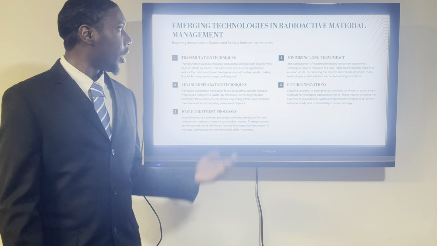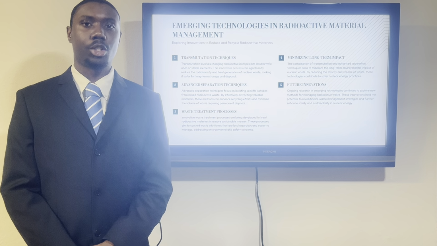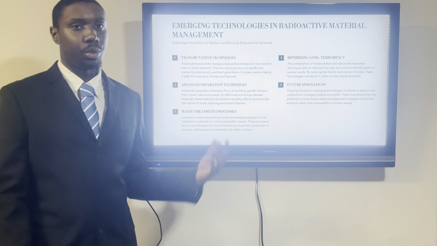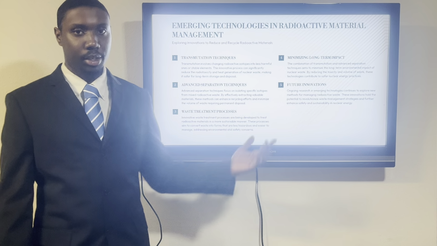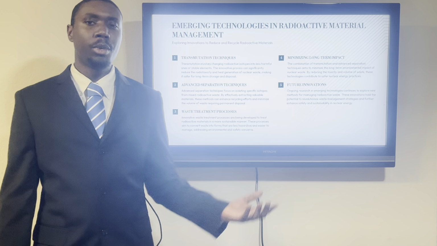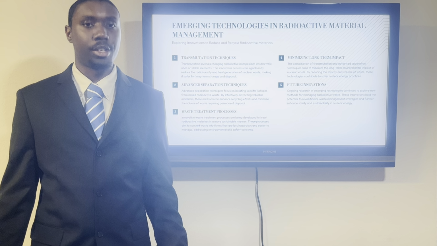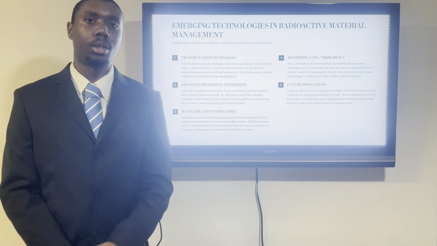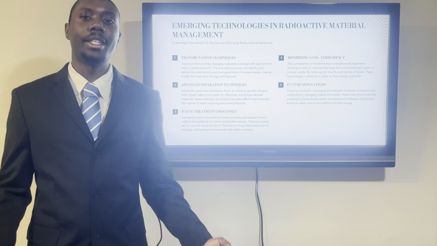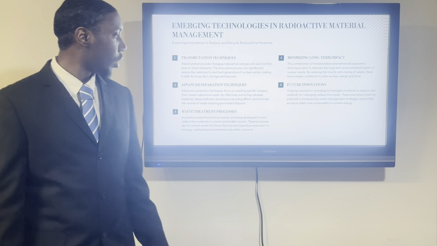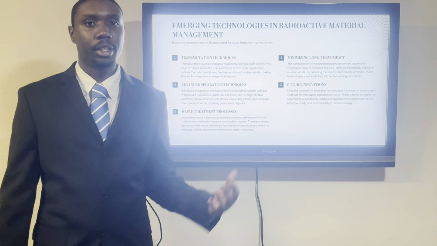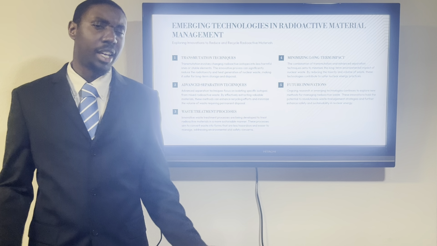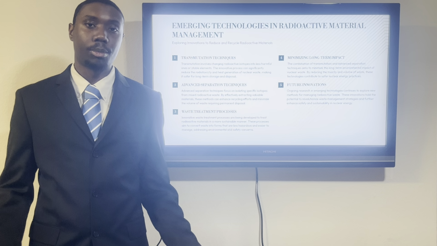So, here are the emerging technologies in radioactive material management. First is transmutation techniques. They basically convert harmful isotopes into stable elements, reducing radiotoxicity and heat generation for safer storage. Advanced separation techniques extract valuable materials from mixed wastes, enhancing recycling and minimizing disposal needs.